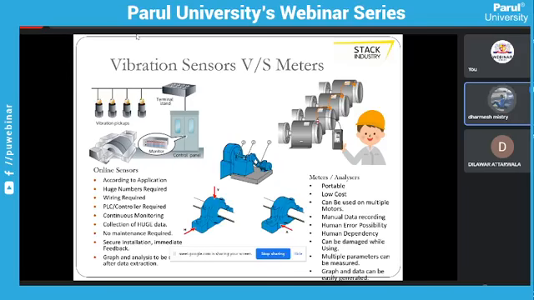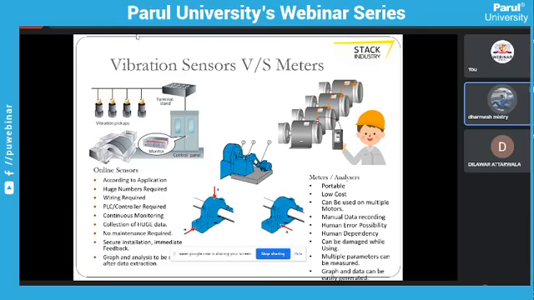In vibration meters also we have two types of devices: one is a vibration meter and one is a vibration analyzer. A vibration meter will only have one sensor connected, and it will just show a single axis reading. But a vibration analyzer is a very complex device. A few companies like Emerson and Tacom Ecom manufacture these vibration analyzers.